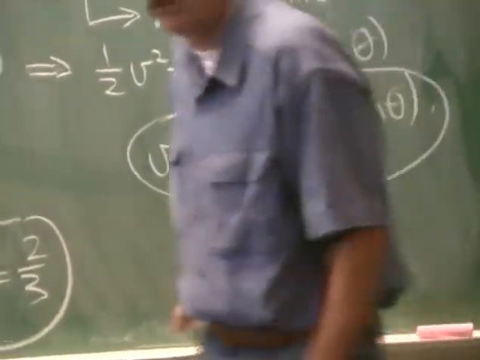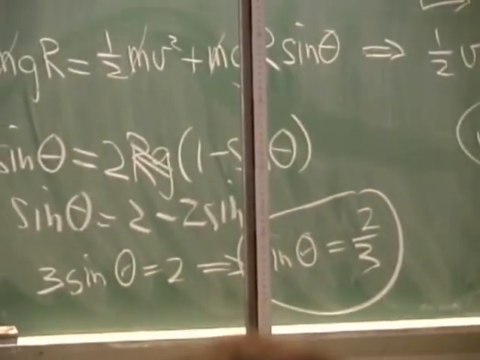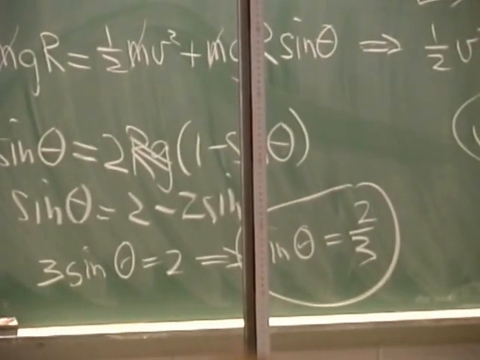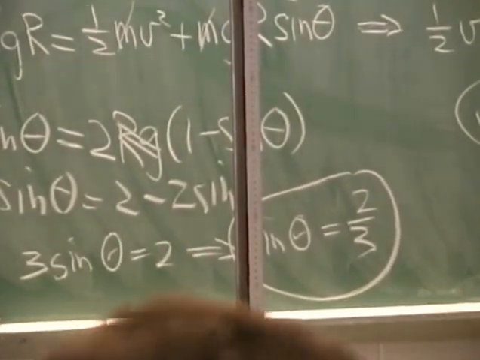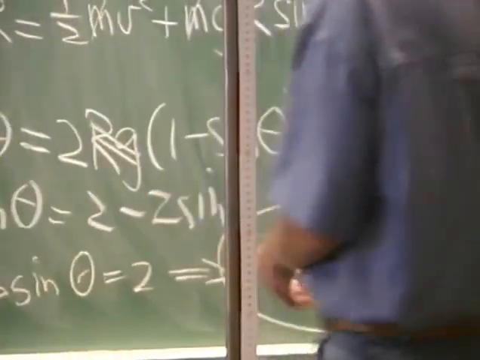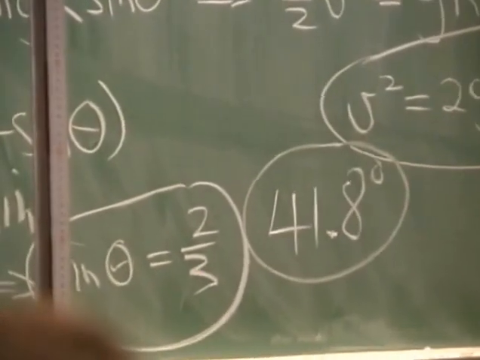How about that? 2/3. So 2 divided by 3 equals 0.67. No surprise. I want the arc sine of that. It's 41.8 degrees. There you are. That's the angle.